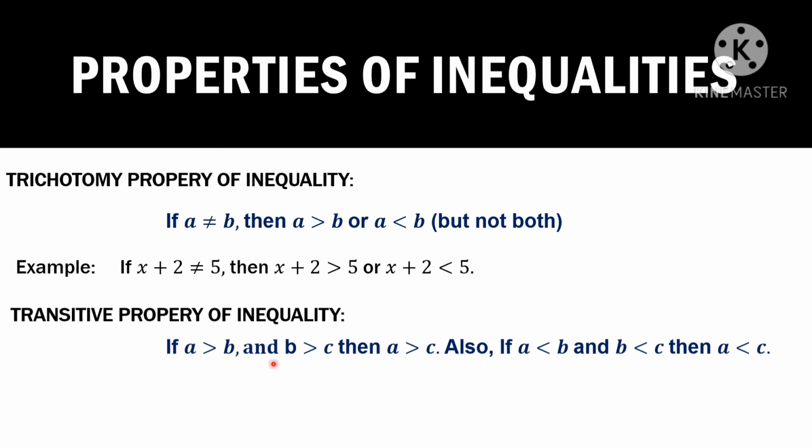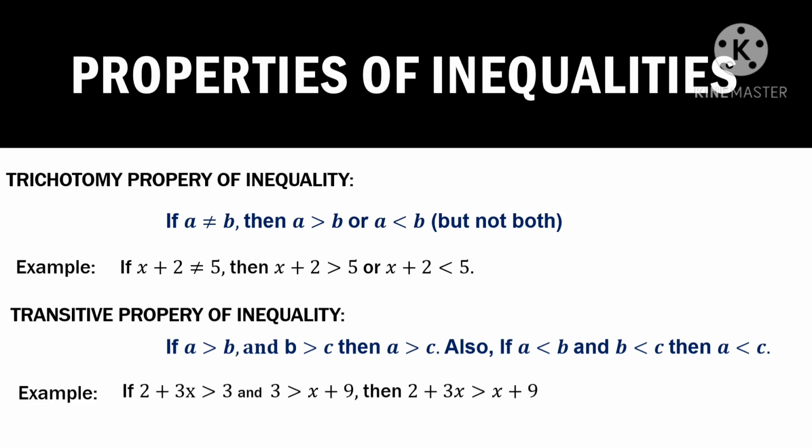at si B, and B is greater than C, si B naman ay mas malaki ang value niya kay C, then, by conclusion, si A ay greater than C. So, as simple as that. Diba? Also, if A is less than B, kung si A naman ay mas maliit kay B, at si B ay mas maliit kay C, B is less than C, then A is less than C. Ganun lang, by conclusion. Doon sa premise, si A mas maliit kay B, pero si B mas maliit kay C. So, lalabas si A is less than C. Yan ang tinatawag nating transitive property of inequality.